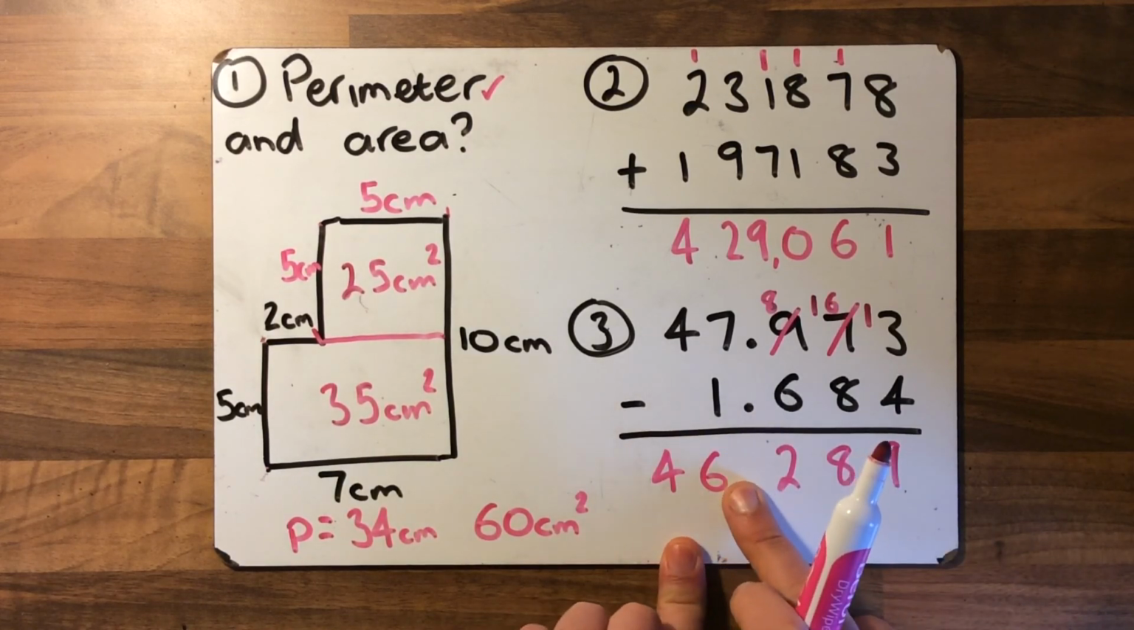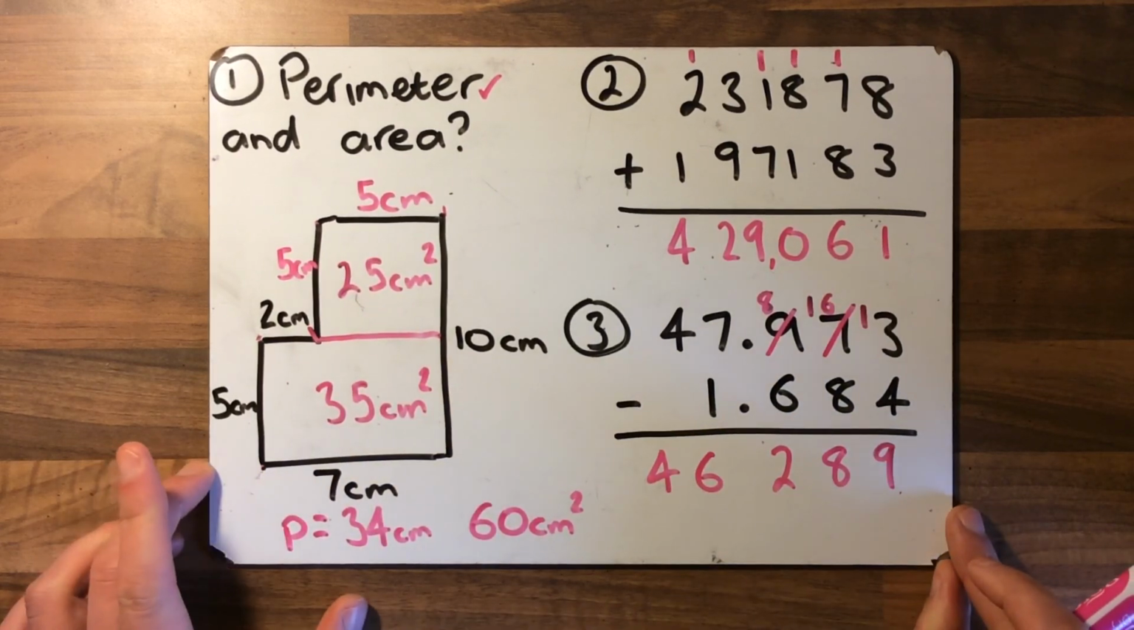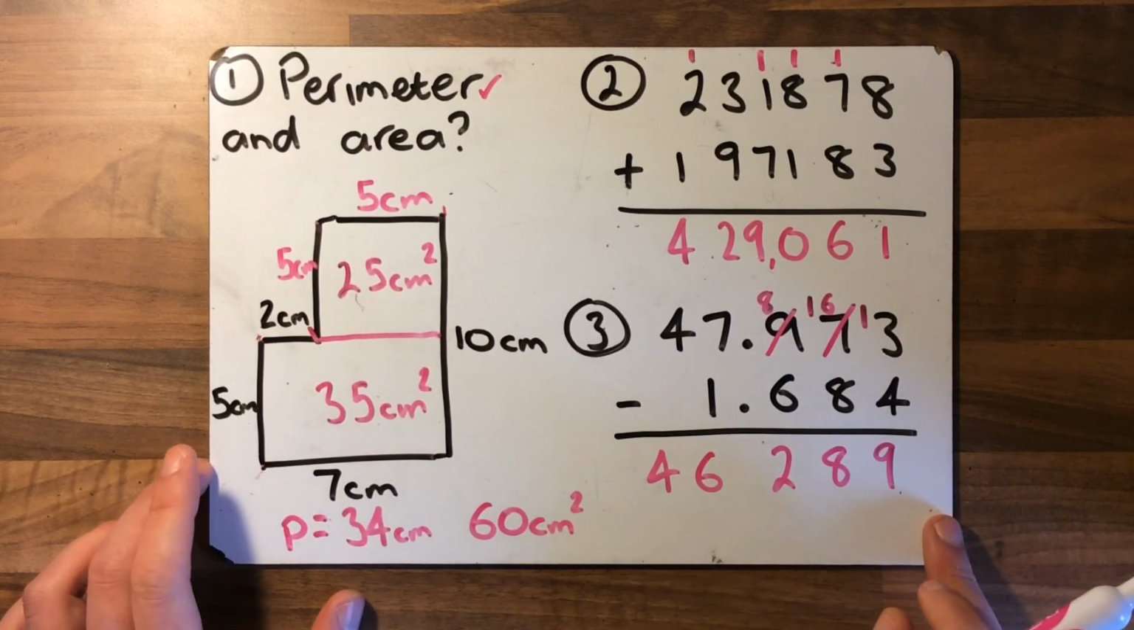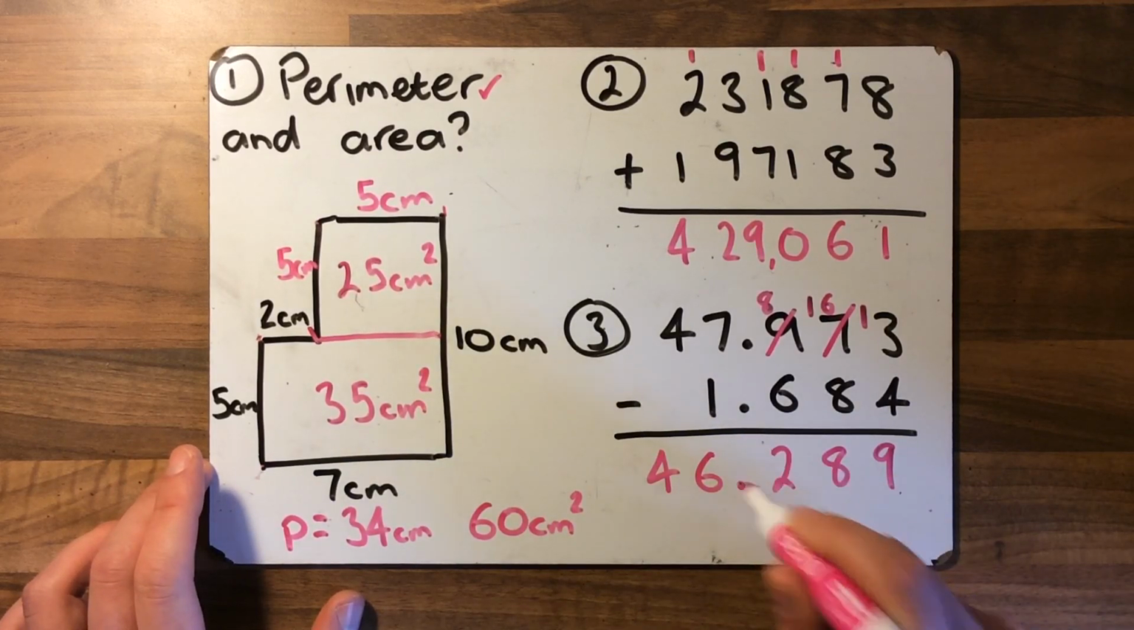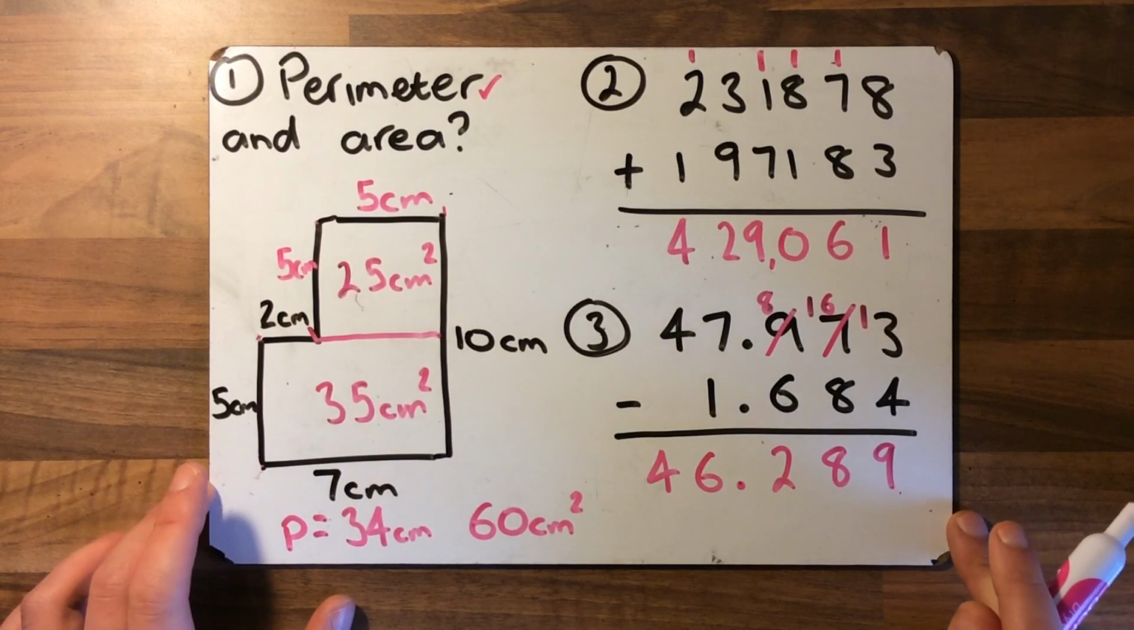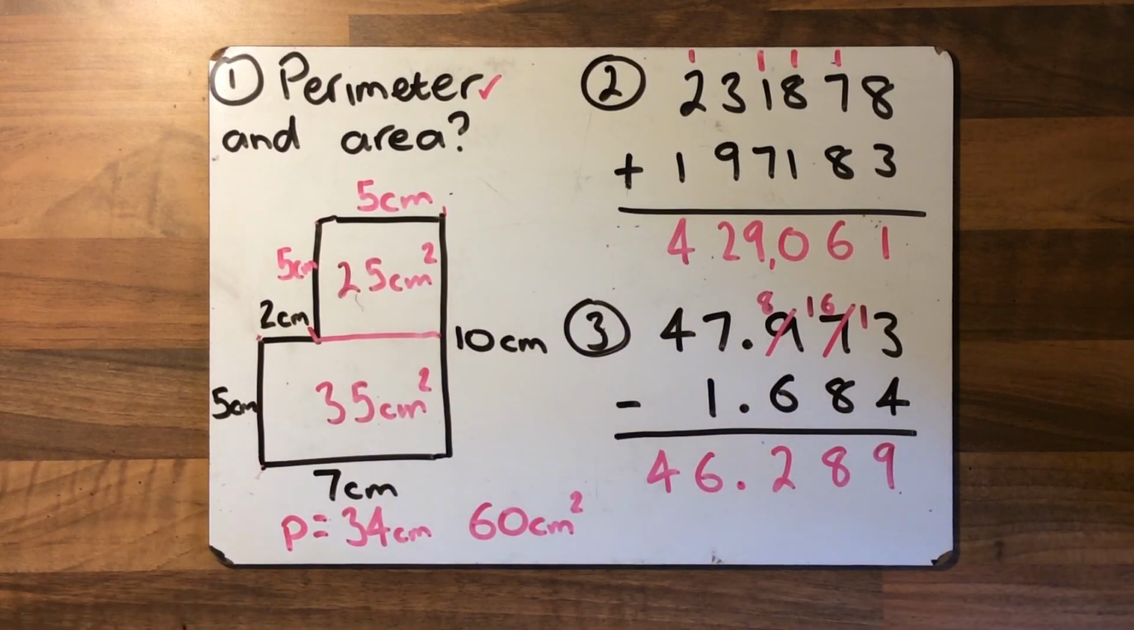Now, if I don't put that in, you can see how much larger that answer is. So it's absolutely crucial you put it in there. If it's not in there, the answer is far, far larger. Okay, so there's your answer, 46.289.